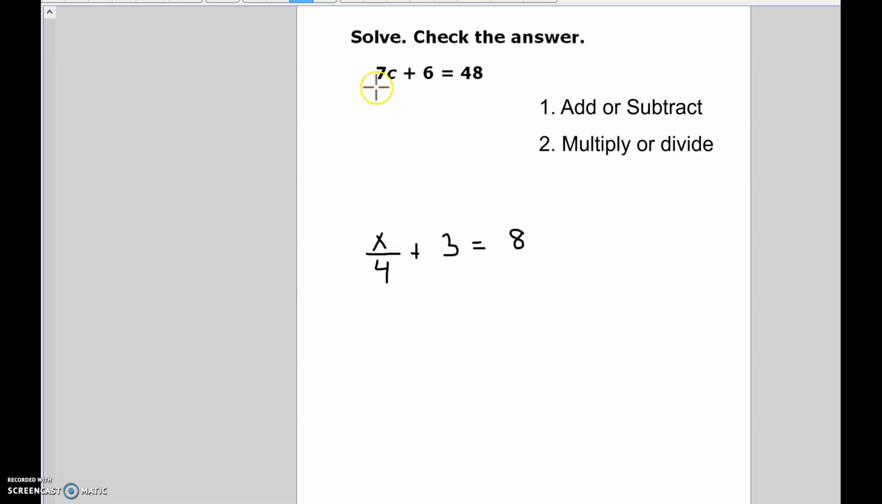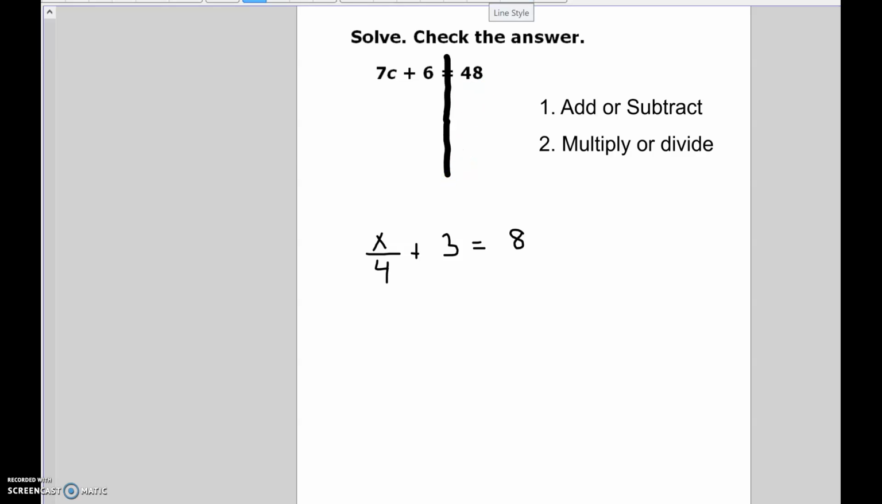Alright, so here's my first equation. 7 times what number, c, plus 6 equals 48. So I'm trying to figure out what number can I multiply by 7 and add 6 and get 48. So to show my work, what I'm going to do is put a line here.